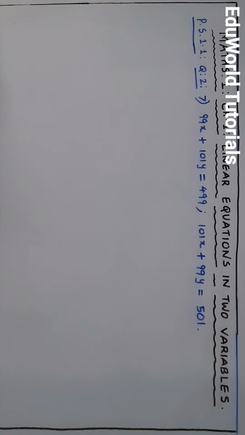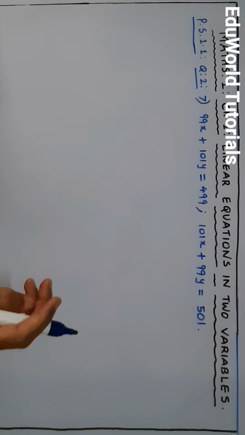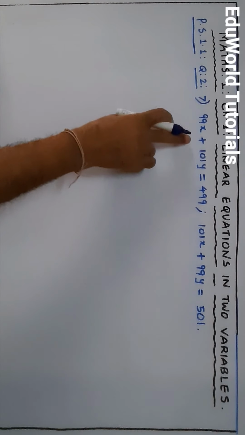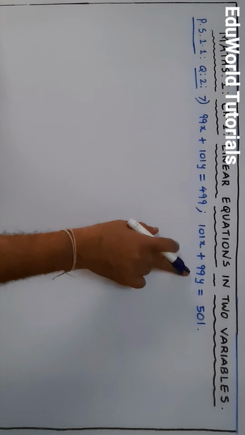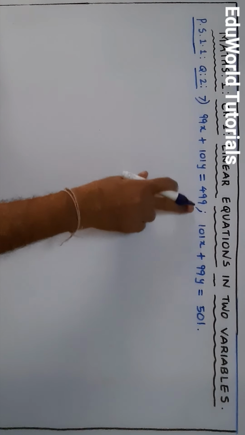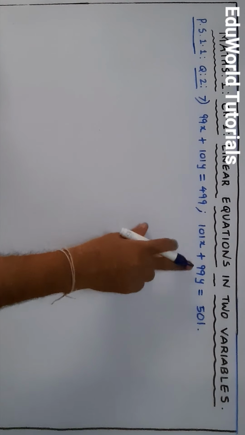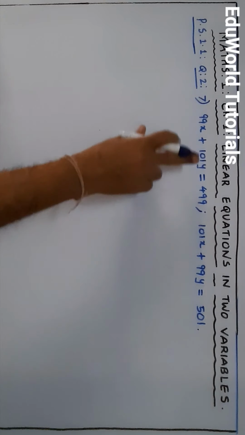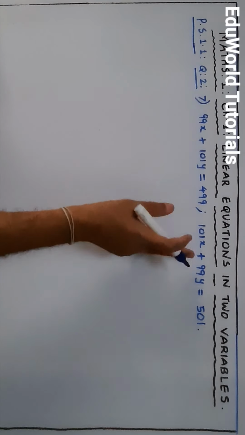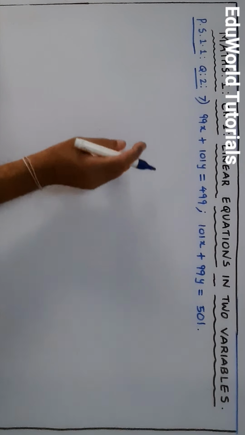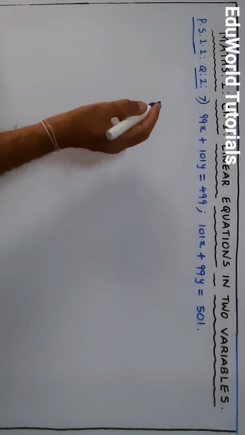However, just check. This is sum number 7. Observe the simultaneous linear equations carefully. 99x plus 101y is equal to 499, first equation. Second equation, 101x plus 99y is equal to 501. What do you see? The x and y coefficients 99 and 101 are interchanged. These are special types of linear equations in two variables, and you have studied in 9th standard how to solve. If you do not remember, let's start.